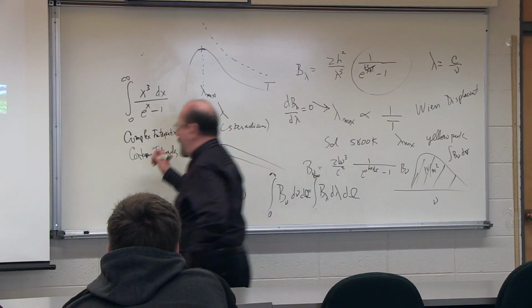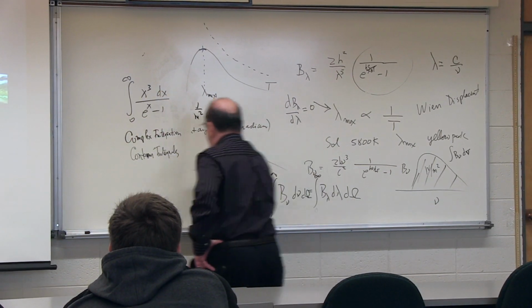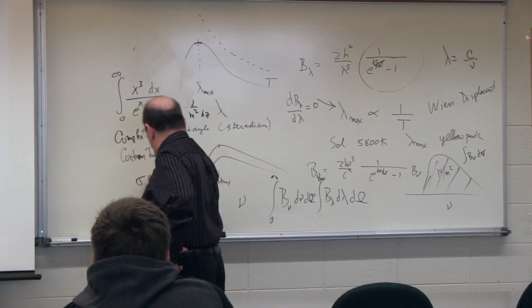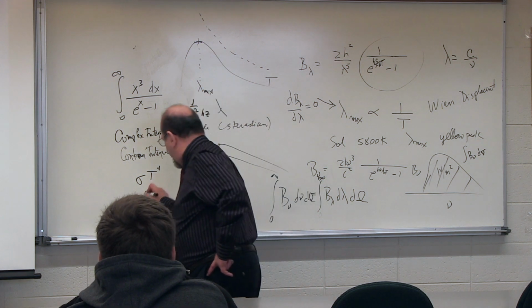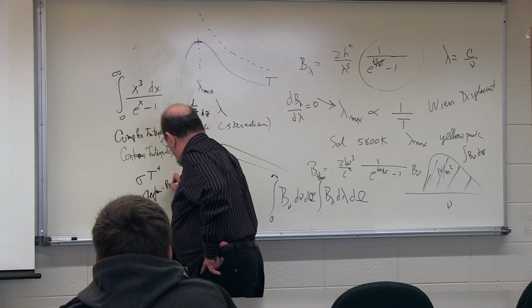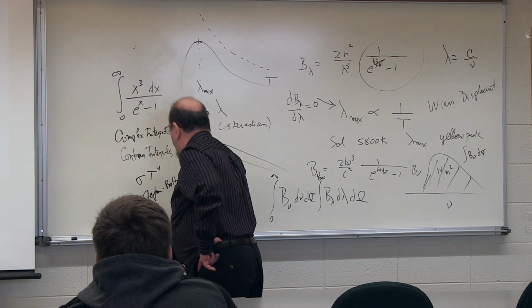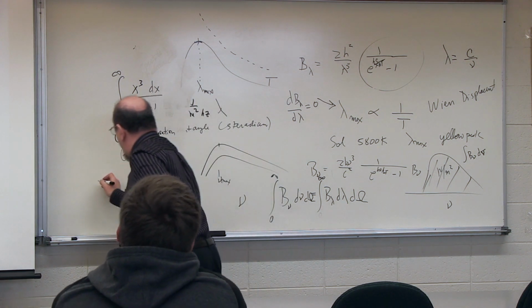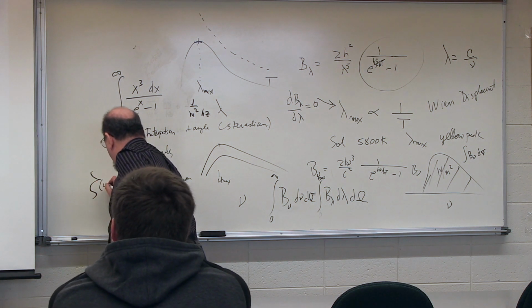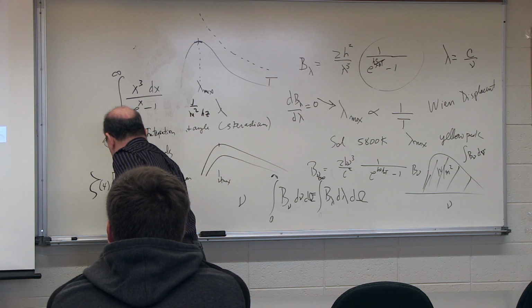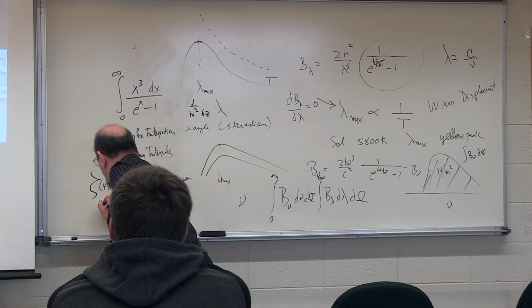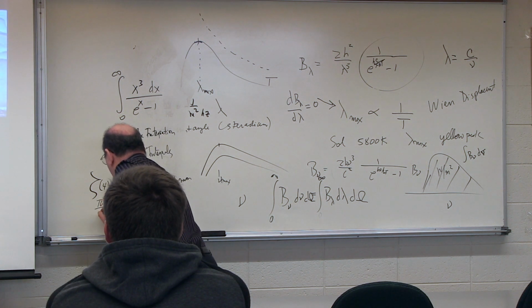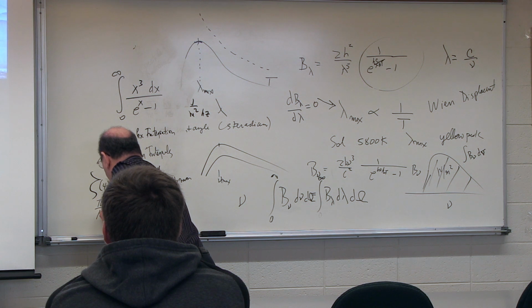And when you solve this problem, when you get this integration here, it's going to give you a constant and the absolute temperature to the fourth power. This is called the Stefan-Boltzmann law, which is really cool. I'll just tell you right now, you're going to end up with the Riemann zeta function with an argument of 4, which is pi to the 4th over 60, I believe, if I remember correctly.